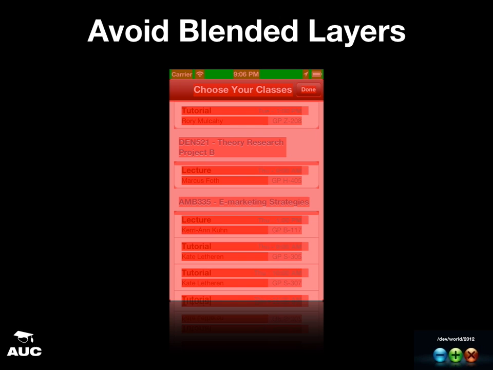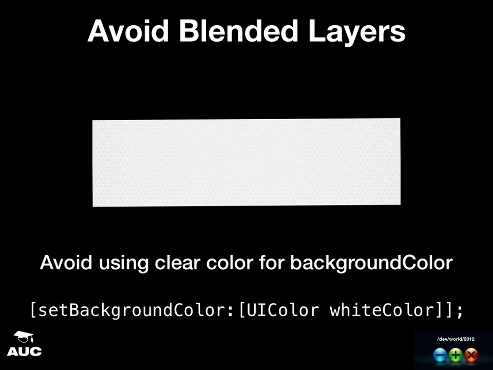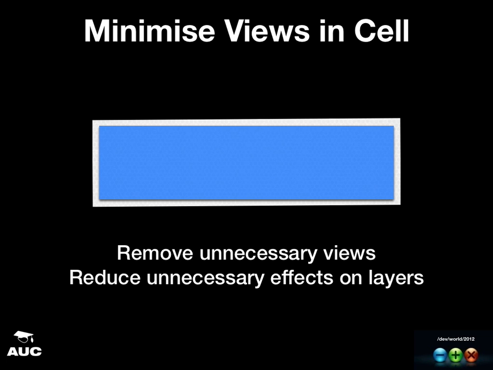So you need to avoid that. And the other thing that you could do is minimize the number of views in your cell. This is probably the holy grail for having smooth animation. If you reduce the number of views in your cells, it reduces the amount of work that the GPU has to do in terms of composition and blending. That really improves the scrolling performance of your UITableView.